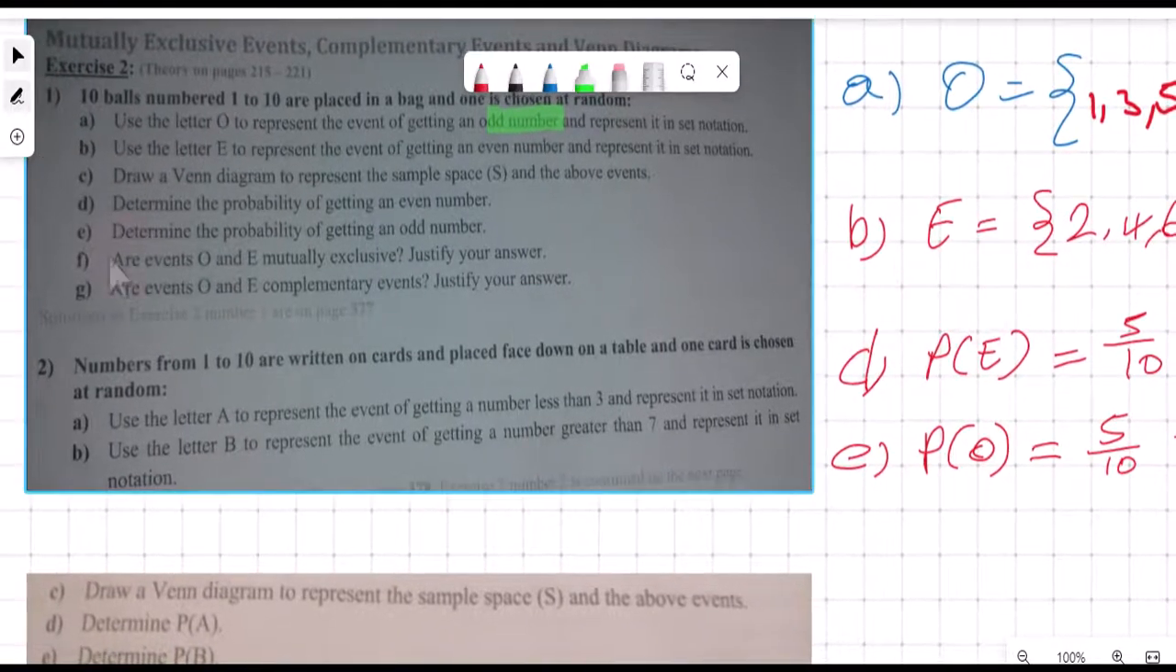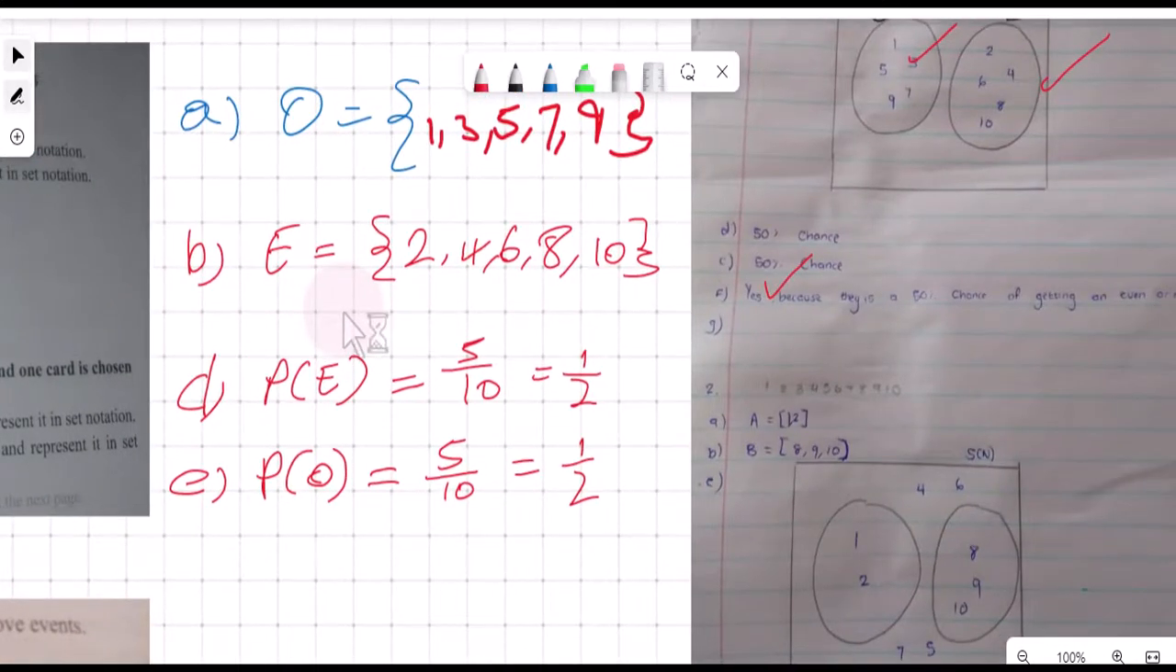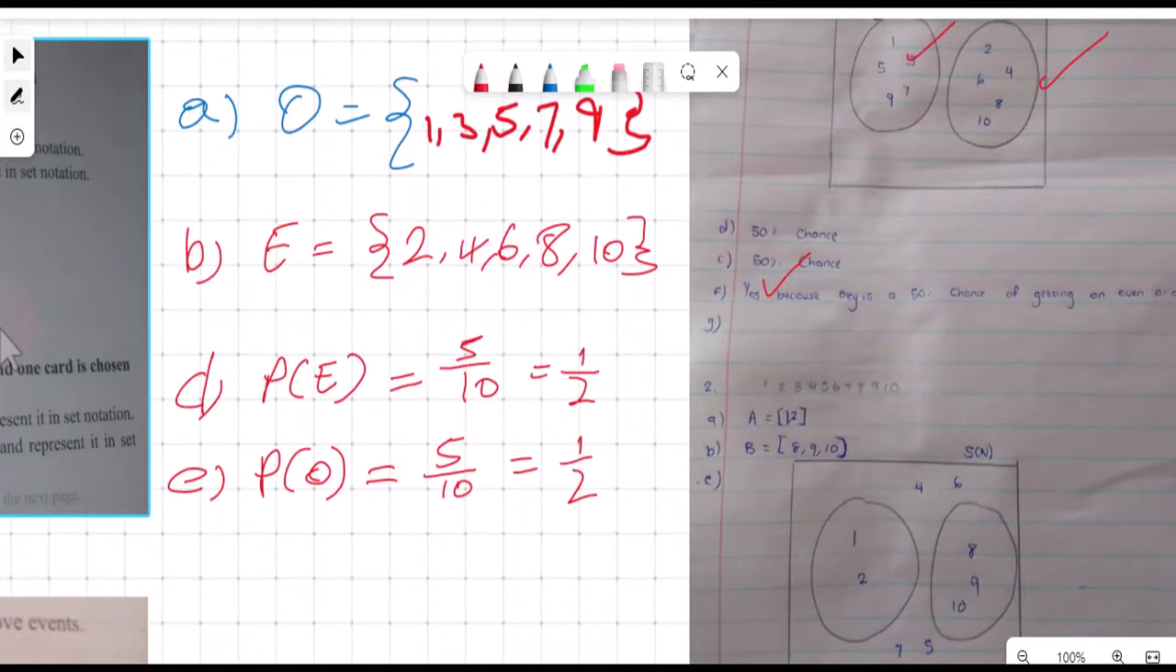Then number G, now they twist the hand. Are events O and E complementary events? Justify your answer. Are they complementary events? Okay, you don't know what complementary events are. A complementary event is like this. If one doesn't happen, the other is happening. If this one is not happening, that other one is happening.